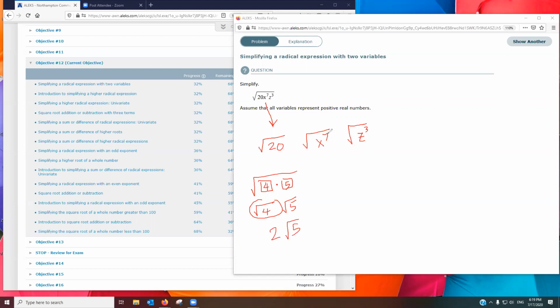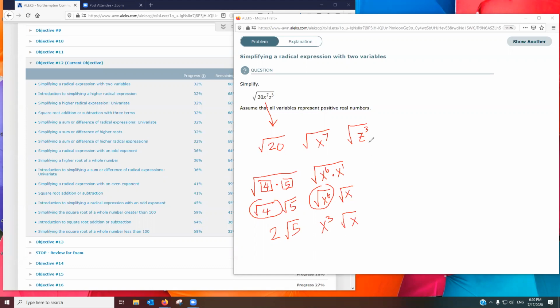Okay, let me go to square root of x to the 7. Remember, when you have an odd exponent, you want to write it as an even exponent times x, like this. So I'm going to rewrite x to the 7 as x to the 6 times x to the 1. Break this up into 2 separate square roots. The square root of x to the 6 is x to the 3. I got to bring down the square root of x with me.